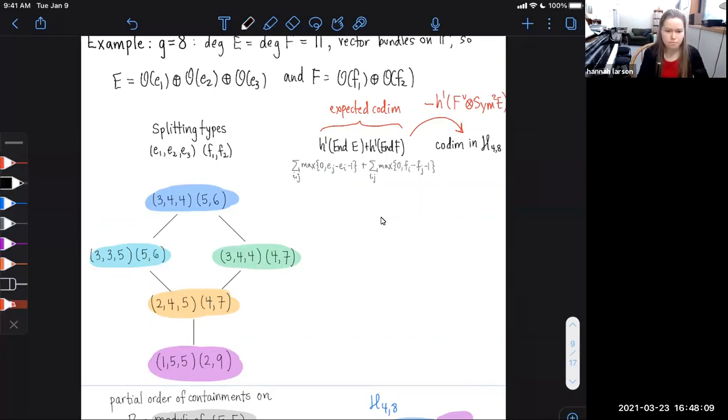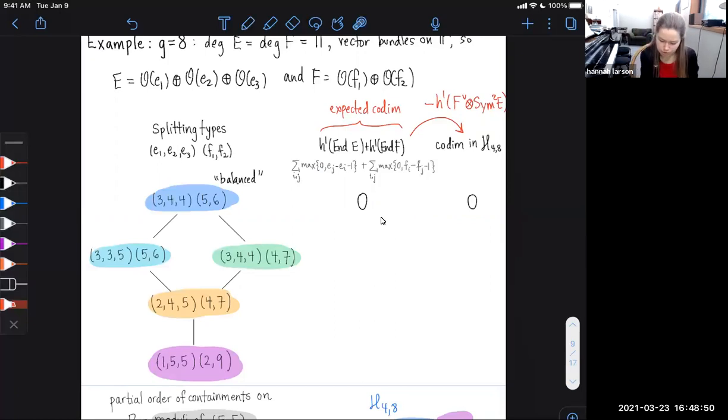So in the first row, we have splitting types 3, 4, 4, and 5, 6. And these numbers are as close together as possible. So we call these splitting types balanced. And the expected codimension is 0 in this case. This is how we generically expect our vector bundles to behave. And it also turns out to be the general behavior on the Hurwitz space. There's no correction term in this first row.